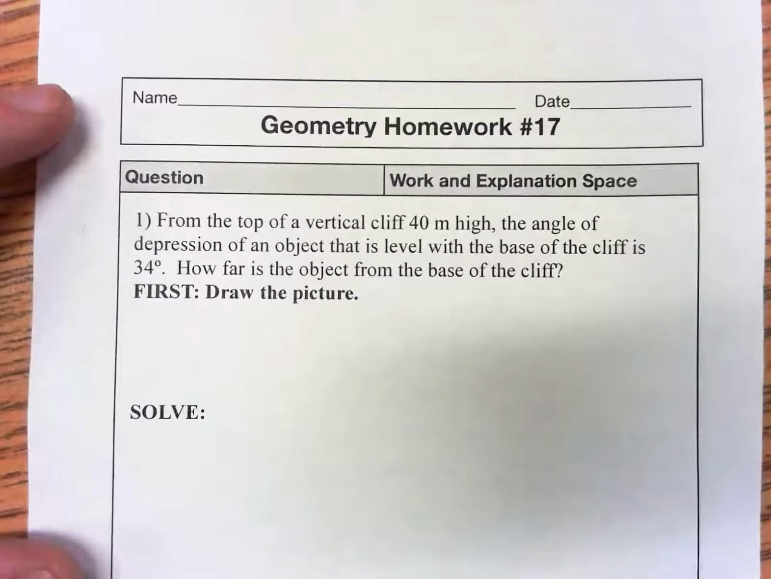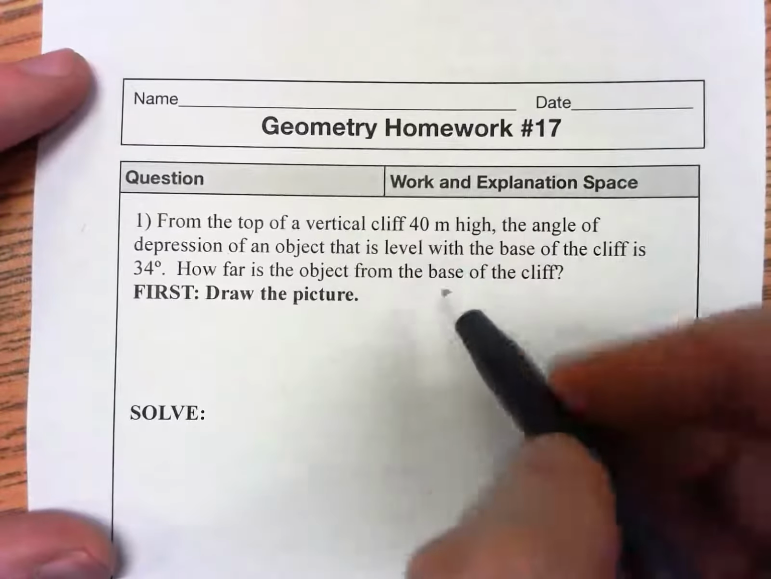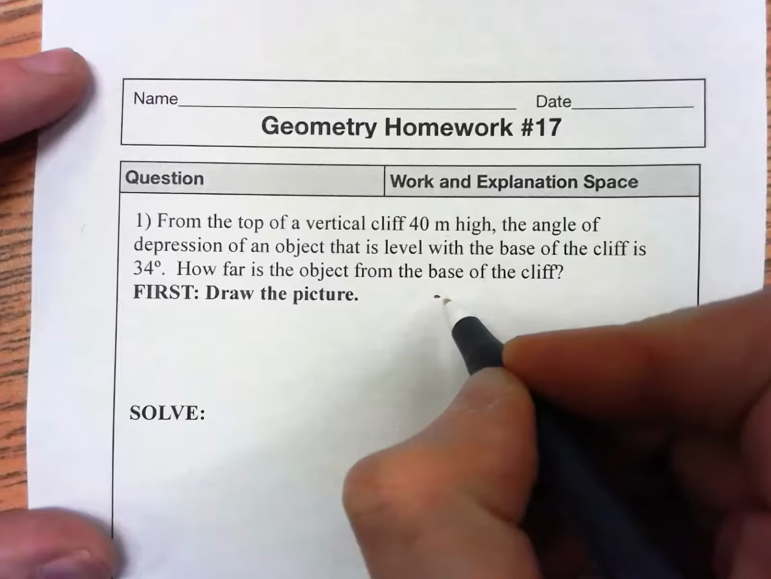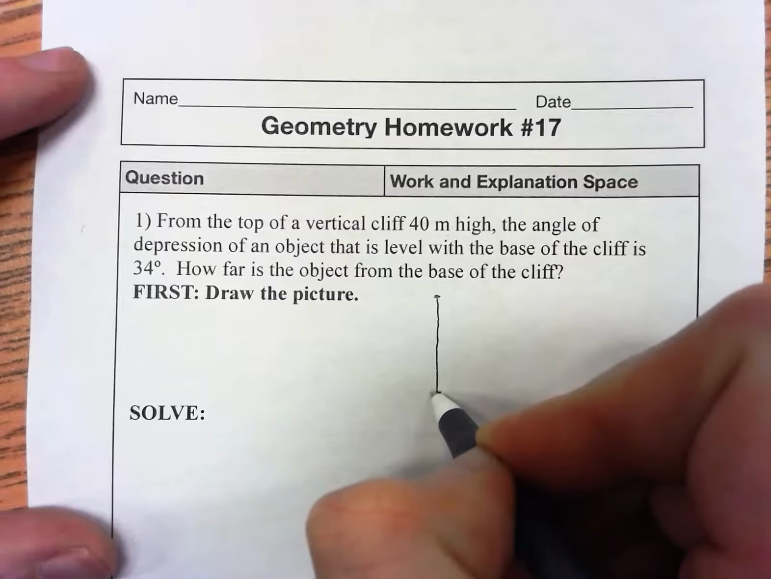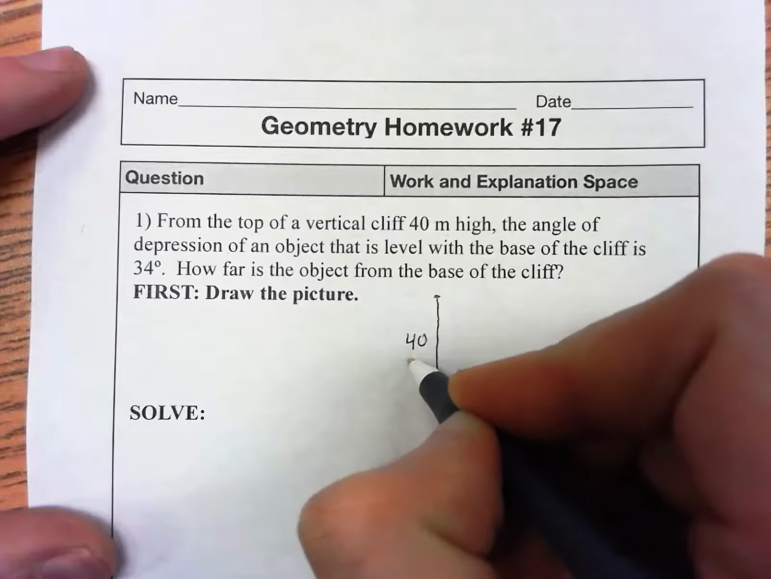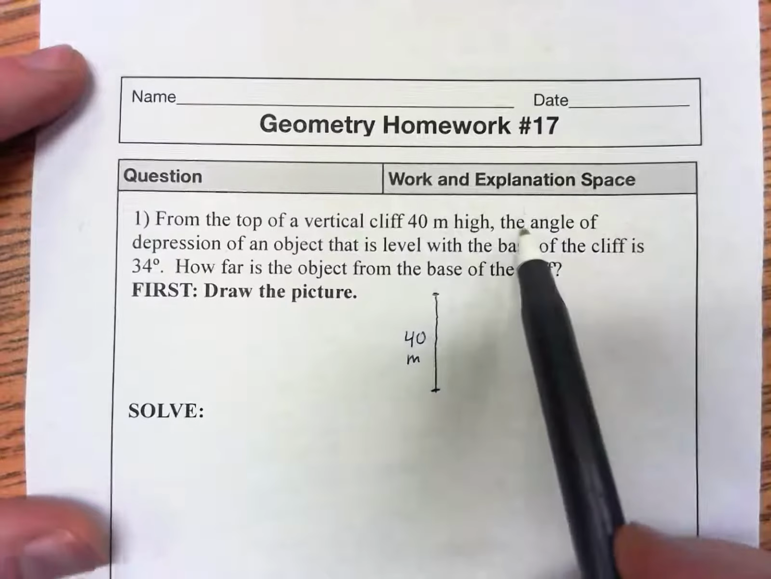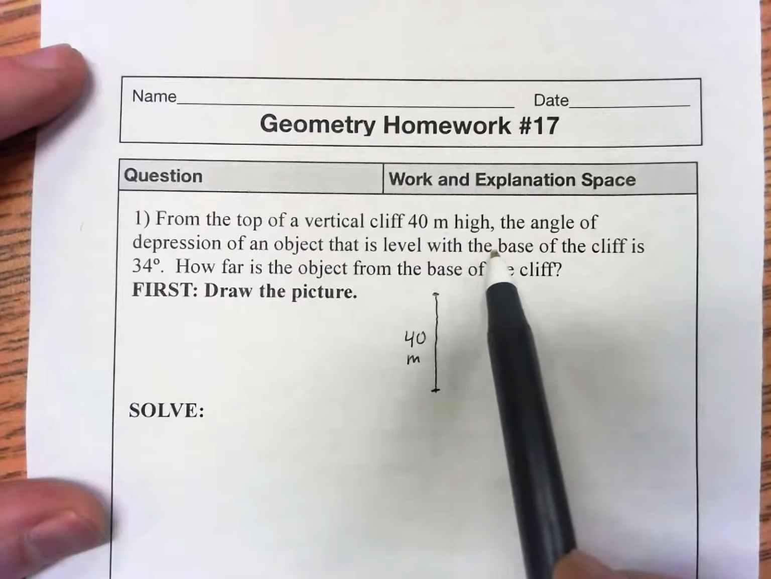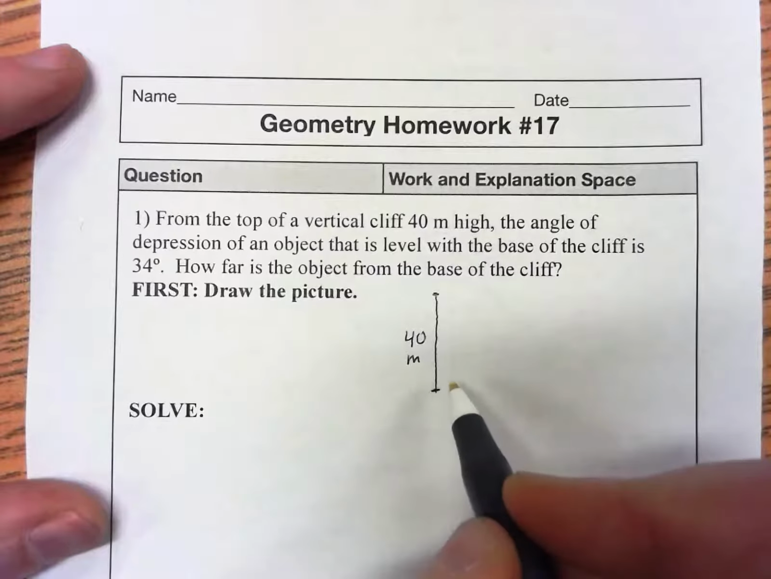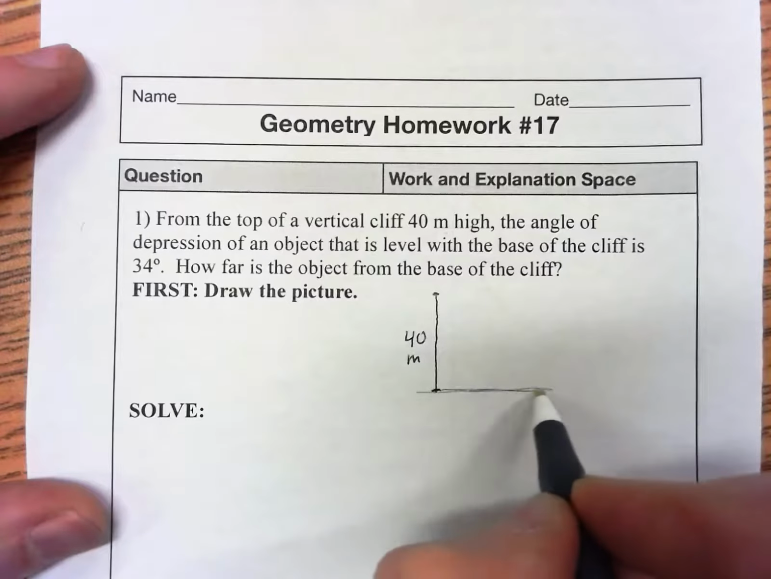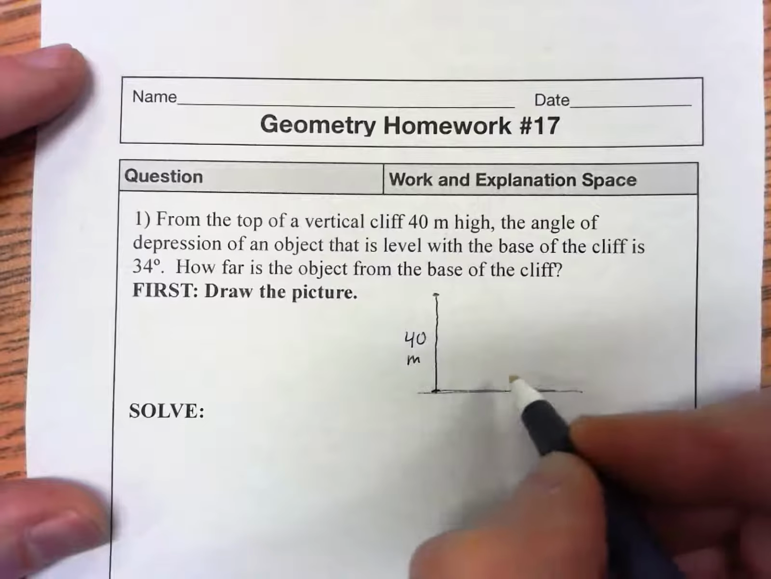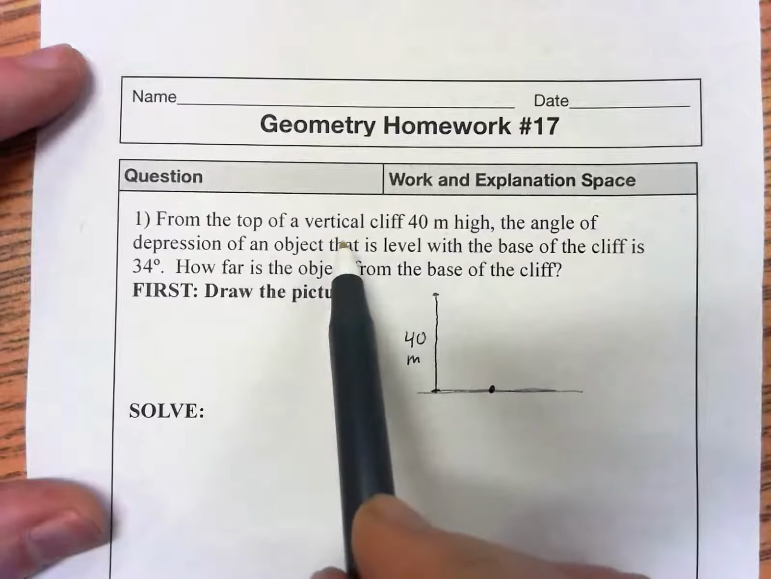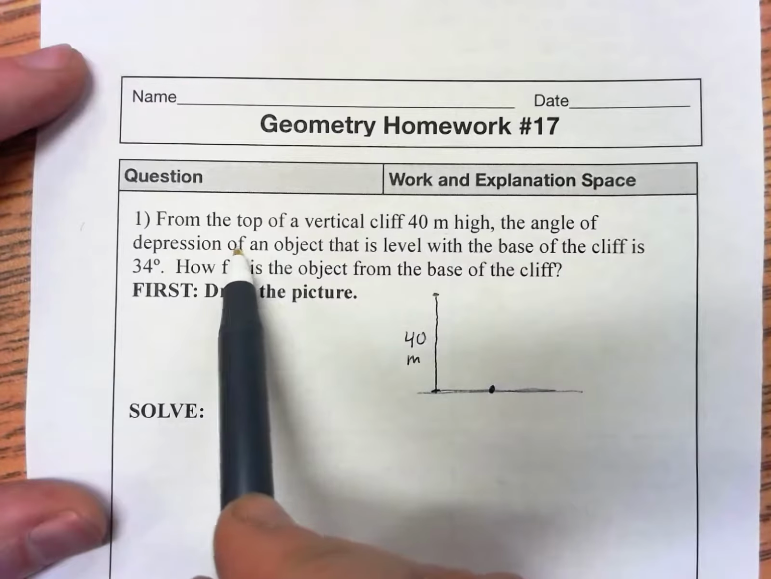So first we're going to draw the picture. We know that we're on a cliff, and the cliff is 40 meters high. So here's the top of the cliff, here's the bottom of the cliff, and it's 40 meters. And then it says the angle of depression of an object that is level with the base of the cliff is 34 degrees. So if something is level with the base of the cliff, it's going to be on the base of the cliff. So I can put an object wherever. I'm going to put the object here. And it says that the angle of depression is 34 degrees.